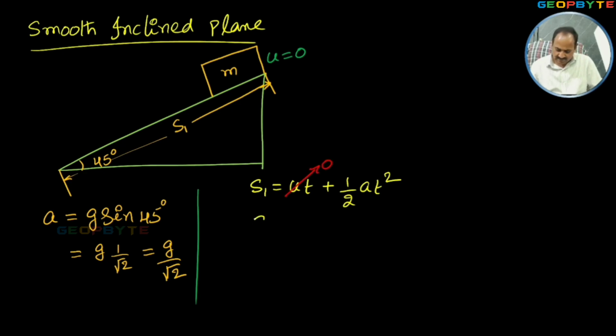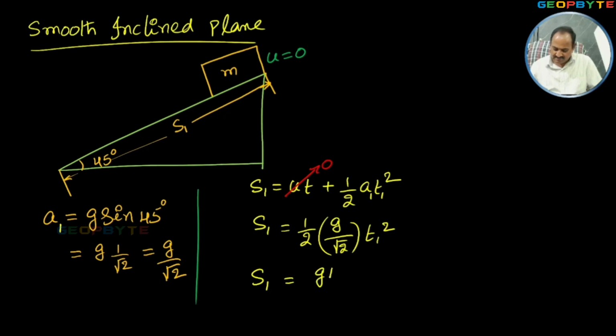Then S1 equals half into g by root 2 into t1 square, where the time taken is t1 and a1 is the acceleration on the smooth inclined plane. So the distance traveled by the object equals g t1 square by 2 root 2. This is for the smooth inclined plane.